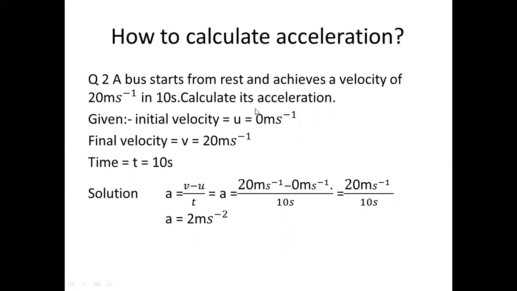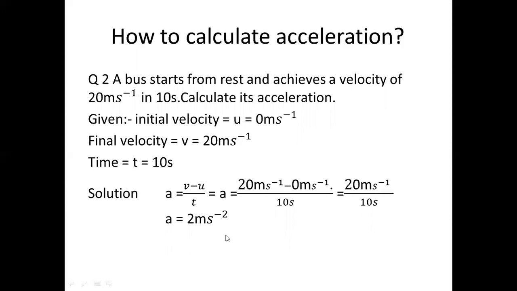Time is 10 seconds. So using the formula, substituting the values, in place of v, 20 is written, in place of u, 0 is written, in place of time, 10 is written. So 20 minus 0 is 20. 20 divided by 10 is 2. 2 meter per second square is the answer.